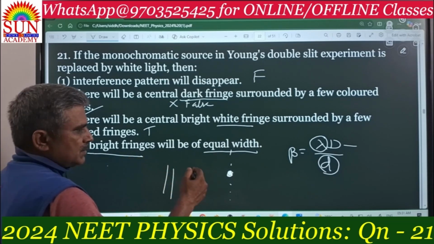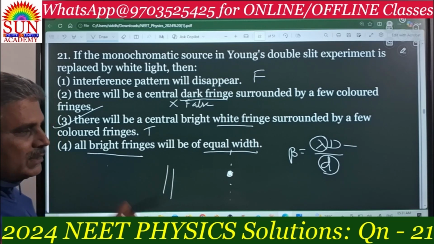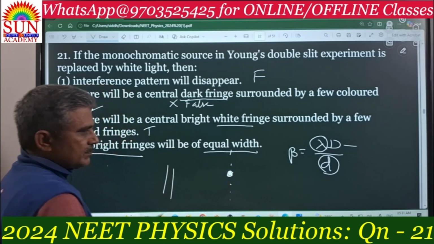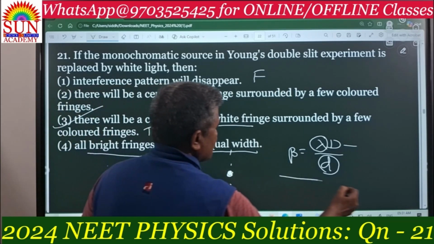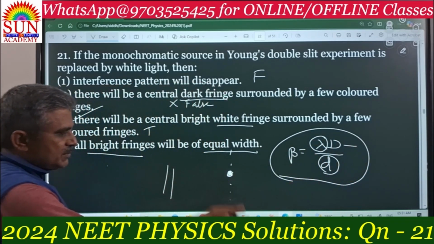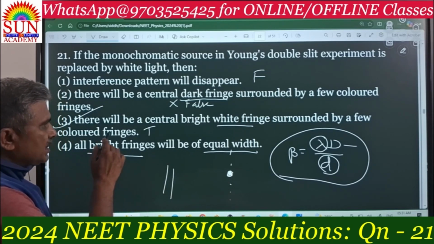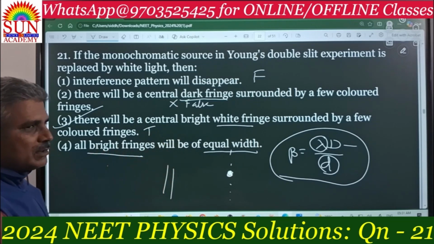All bright fringes will be of equal width? Not at all. If you see the patterns in monochromatic light or even in white light, you will have a central bright fringe, and later the brightness will diminish. So with the general expression from the concept, and after observing the picture, we got to know that there will be a central bright fringe that is white, surrounded by a few colored fringes.